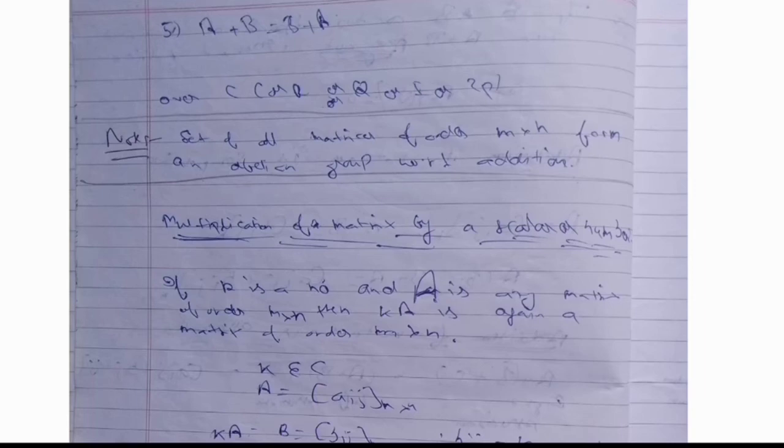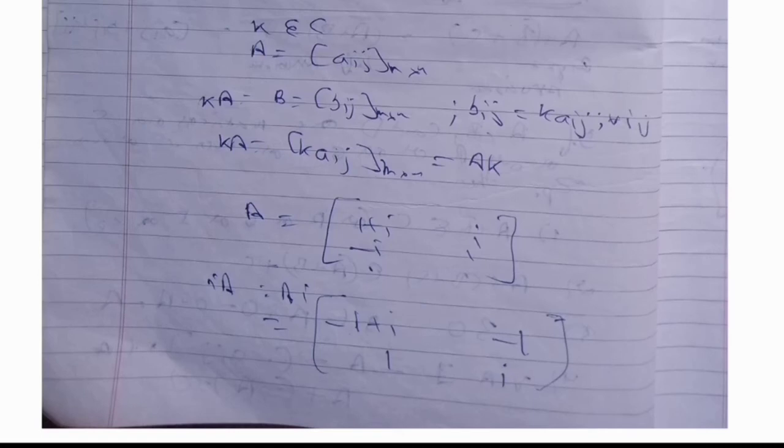Note: the set of all matrices of order m cross n forms an abelian group with respect to addition. Now we are going to discuss multiplication of a matrix by a scalar or a number. If K is a number and A is any matrix of order m cross n, then KA is again a matrix of order m cross n. So multiplication of a matrix by a scalar will not change its order. Okay, so K belongs to the complex numbers, and A is a matrix whose entries are Aij of order m cross n.